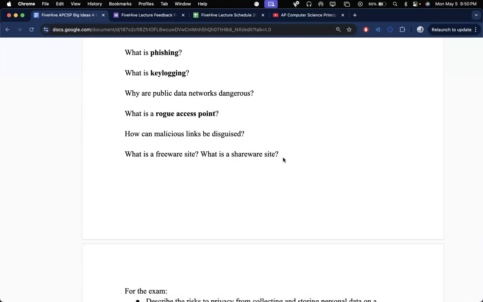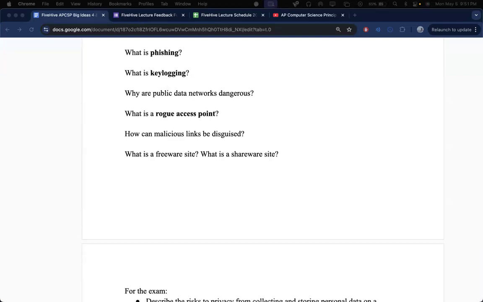All right, a freeware site, shareware site. These are different, but we need to know what both of them are. Never heard of it. Okay. Freeware is giving you access to free software, so untrustworthy or often free downloads. Freeware is no cost. Shareware is a free trial. Yeah, that kind of idea.